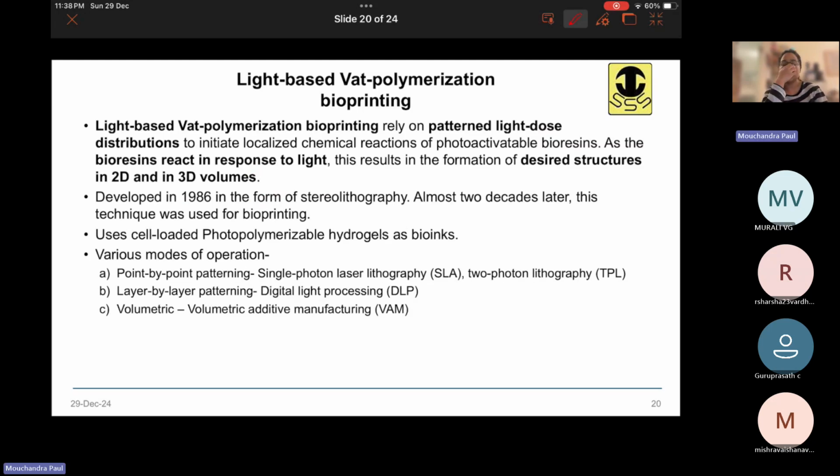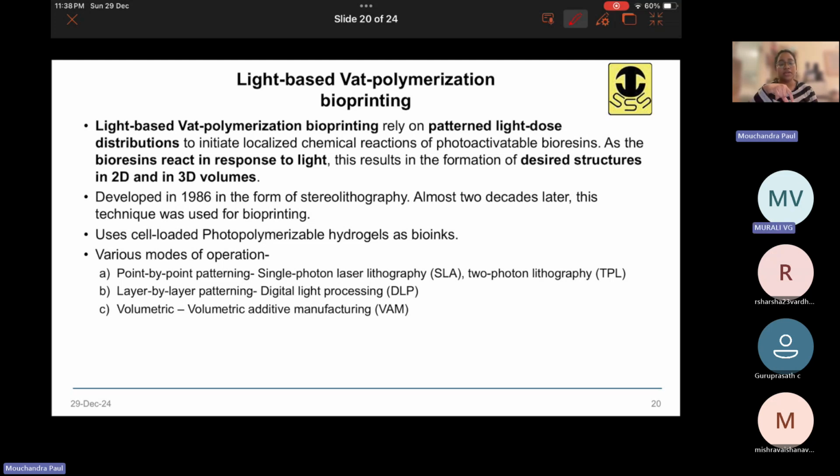Then lastly, we discussed the fourth type of bioprinting technique that is available right now, that is light-based VAT polymerization bioprinting. We discussed it on Saturday. This technique basically relies on using a bath of bioresin. Here we use photo cross-linkable polymers as the bio ink, used in a bit large volume so that it can make a bath or a vat.